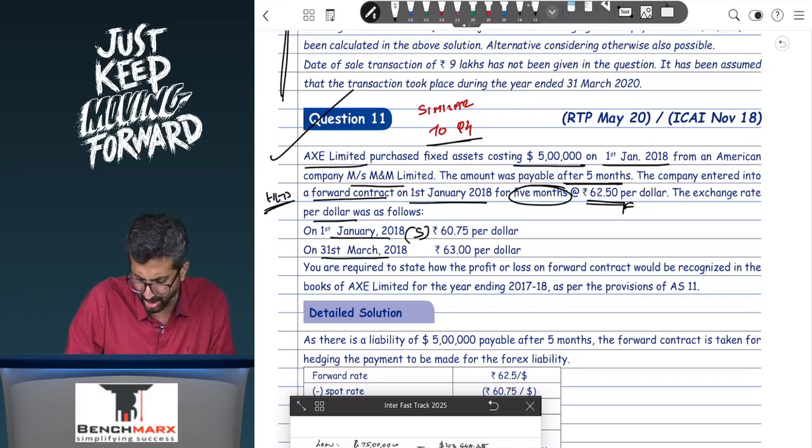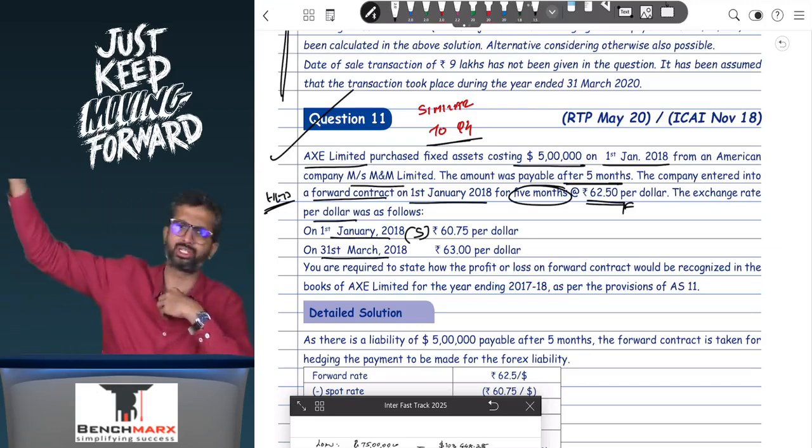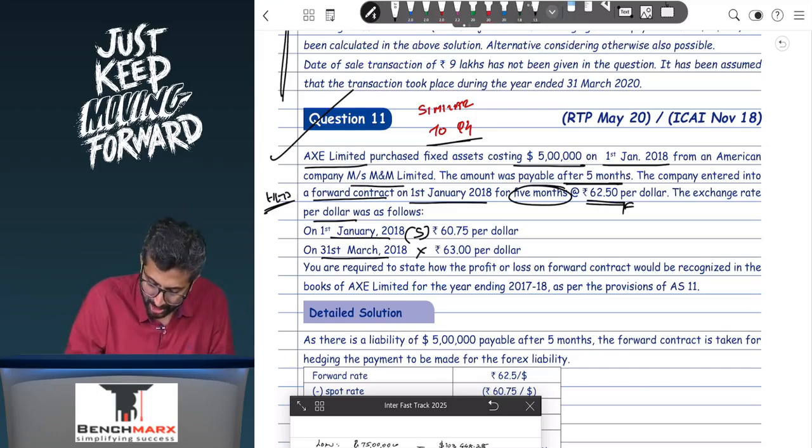And then on 31st March 18, the rate is here. The rate is changing, but I don't have to worry. Let the rate be 63, let the rate be 68. I have to pay 62.5 ultimately. So this is irrelevant. You are required to state how the profit on the forward contract would be recognized in the books of Axe for 17-18 as per AS 11.